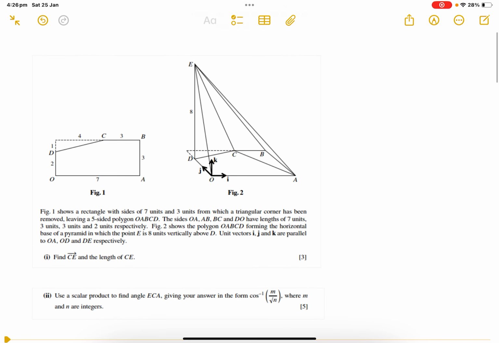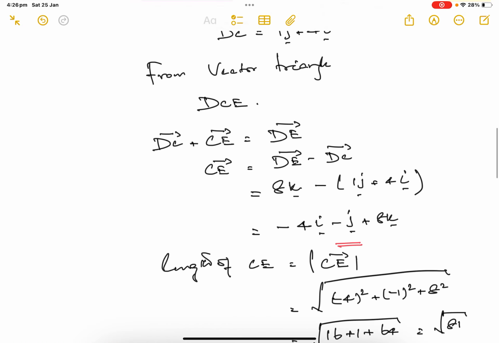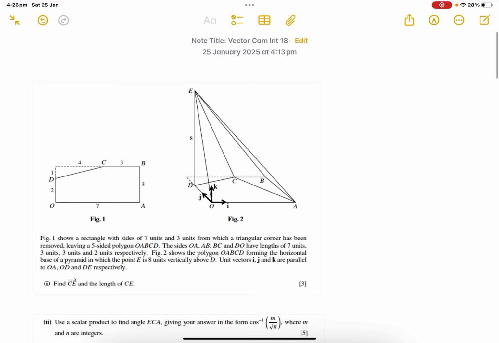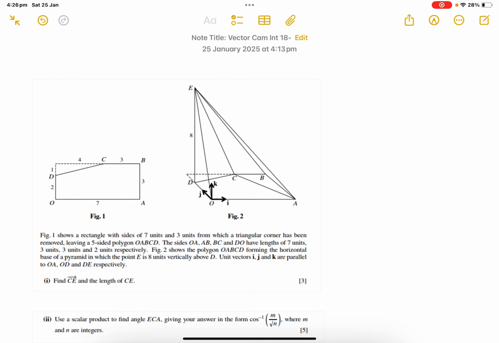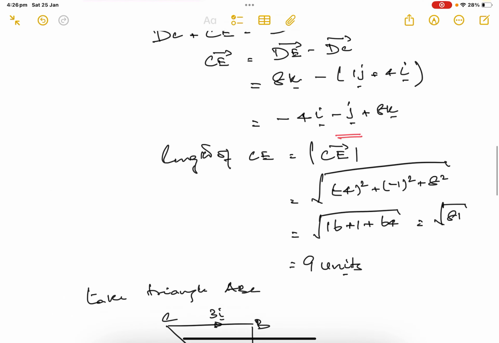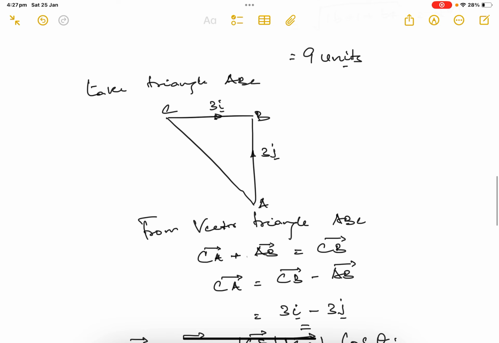So if you look at the diagram closely, we need to find the angle ECA. So the vector CE and vector CA, if we could find those two, then obviously we can use the dot product. But CA we need to find. CE we already got from the first part. So get the CA. If you look at figure 1, CA is the hypotenuse of the right angle triangle ABC. So take triangle ABC, and CA we need to know.